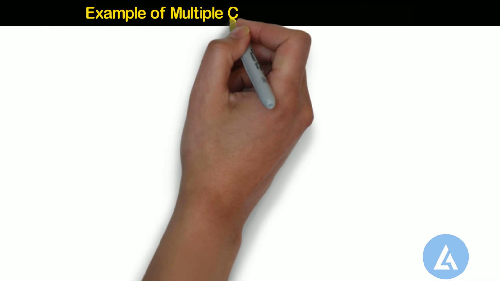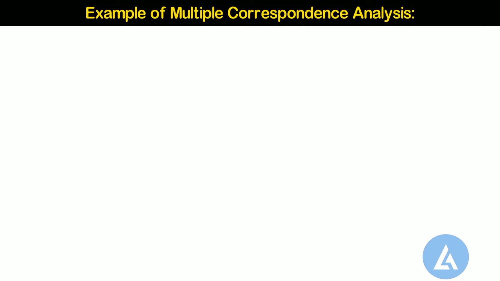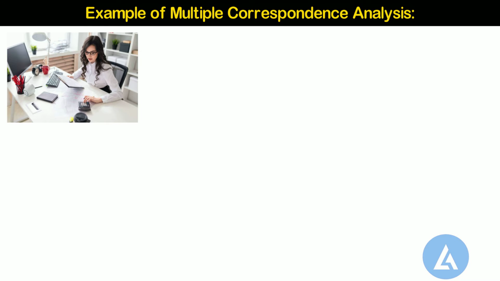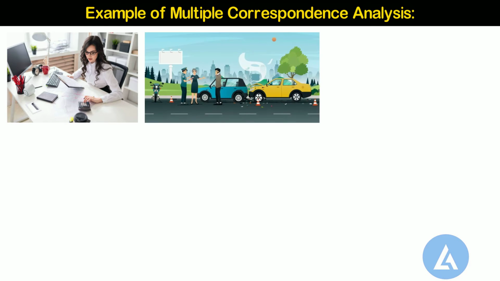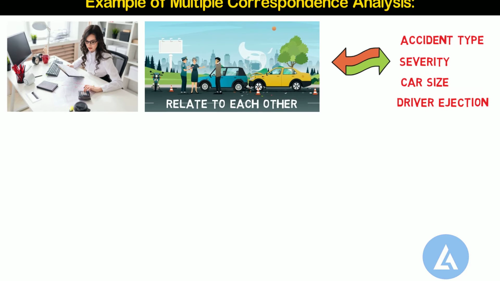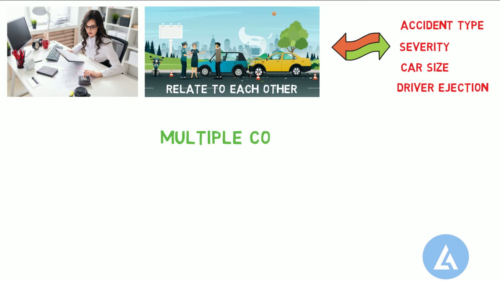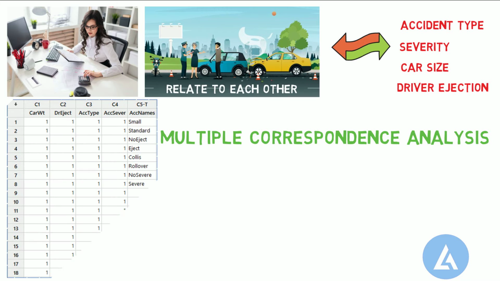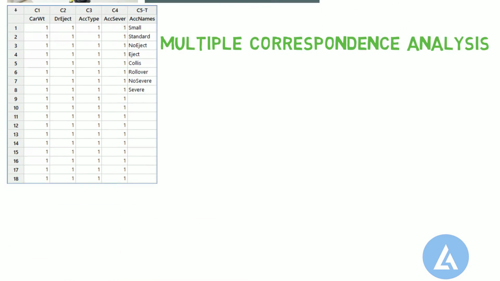Example of multiple correspondence analysis. Let's continue with the same example. A researcher wants to explore how different categories of automobile accidents relate to each other. The automobile accidents are classified according to type, severity, car size, and driver ejection. The researcher performs multiple correspondence analysis to examine how the categories in the four-way table relate to each other.